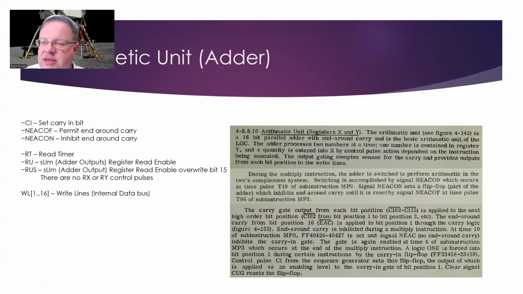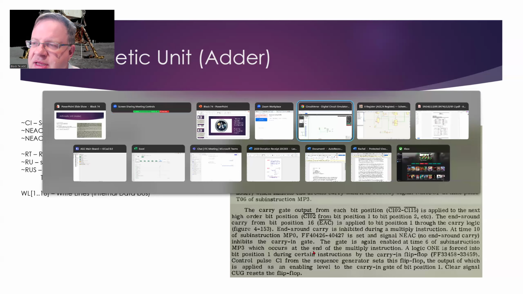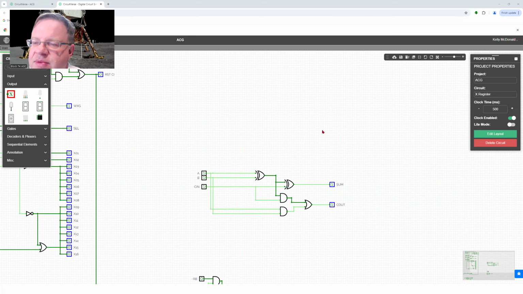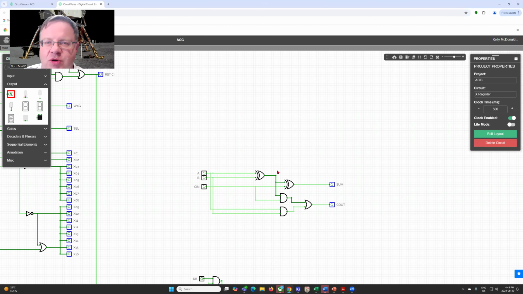And then we've got a little bit more where it talks about that no end-around carry flag. We also have a control pulse CI, which is to set a carry flip-flop, so we can manually set our input carry bit. So let's take a quick look at it. Before we get into the schematic, I'm going to look at basically how an adder works.